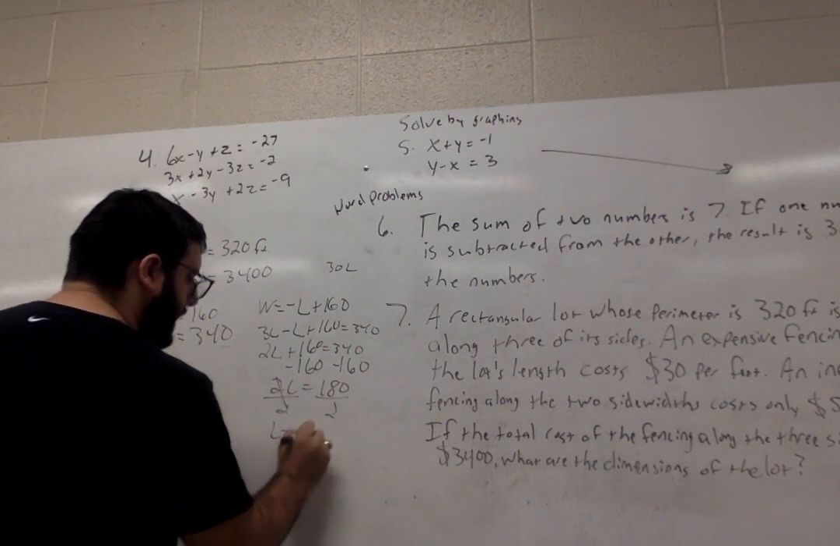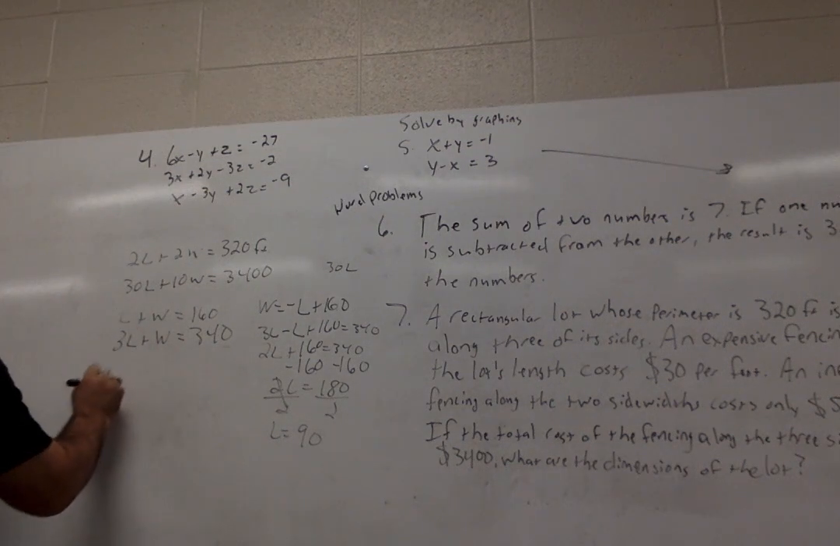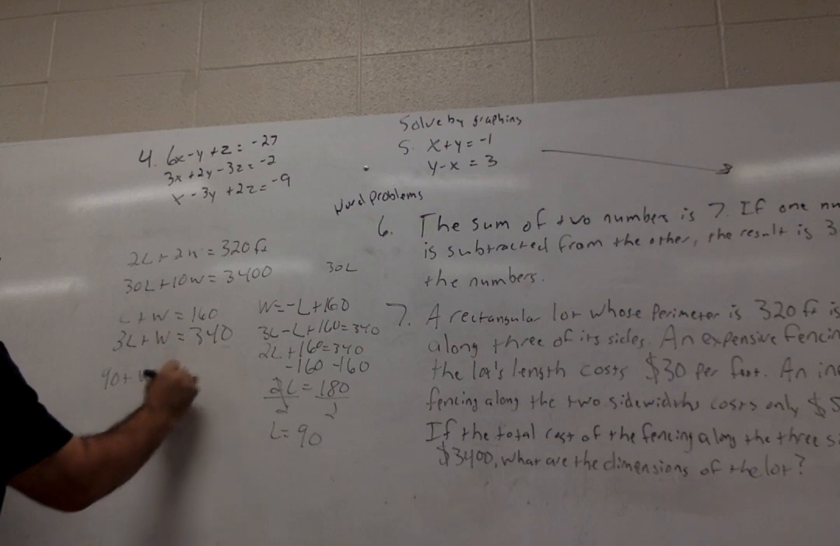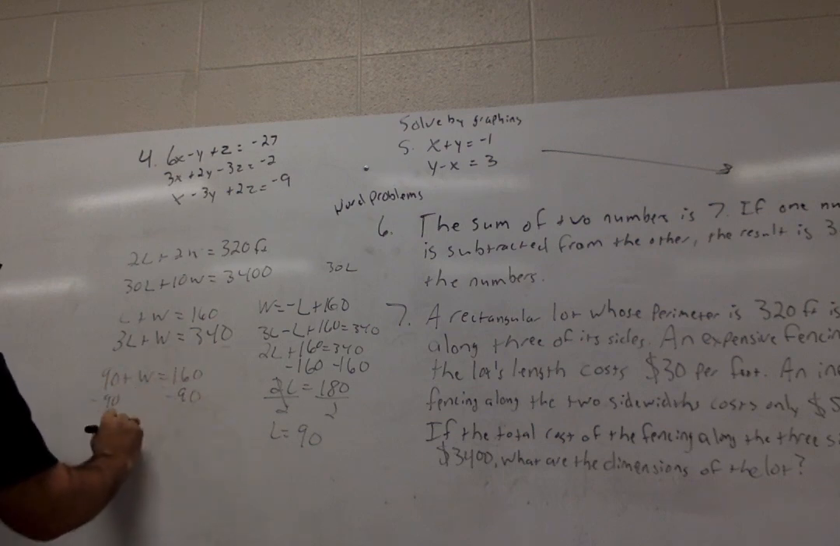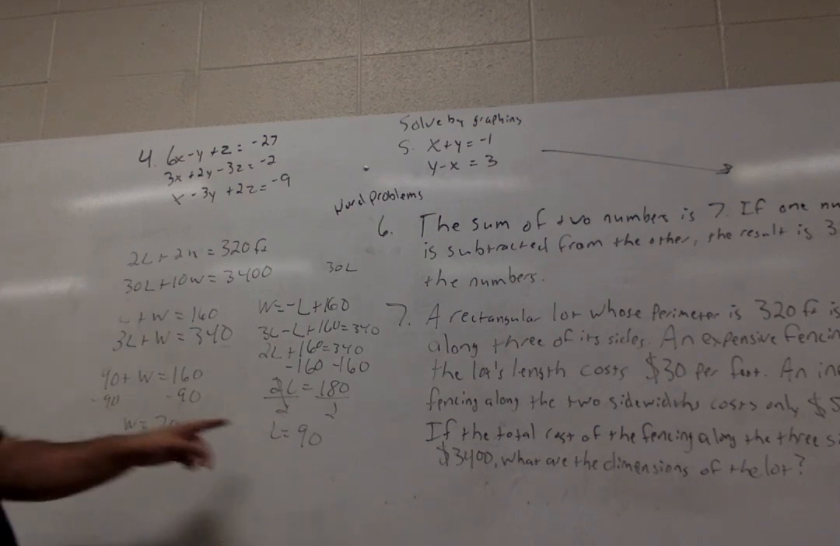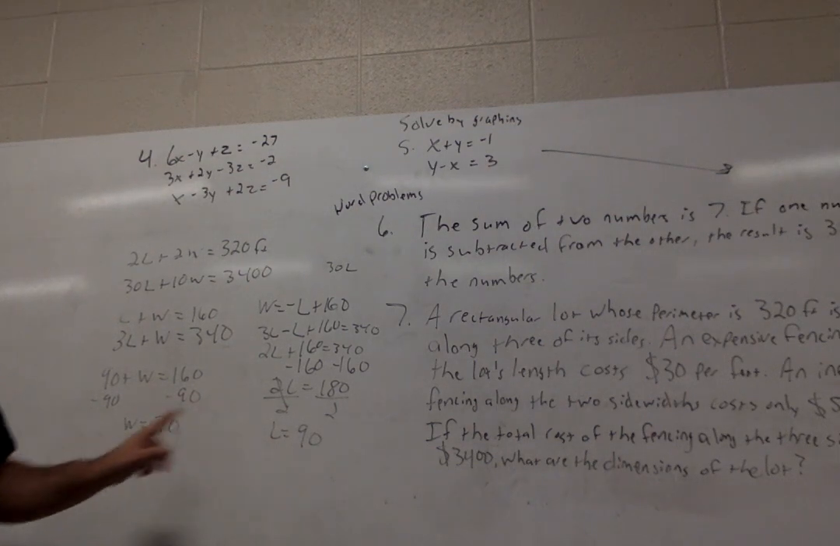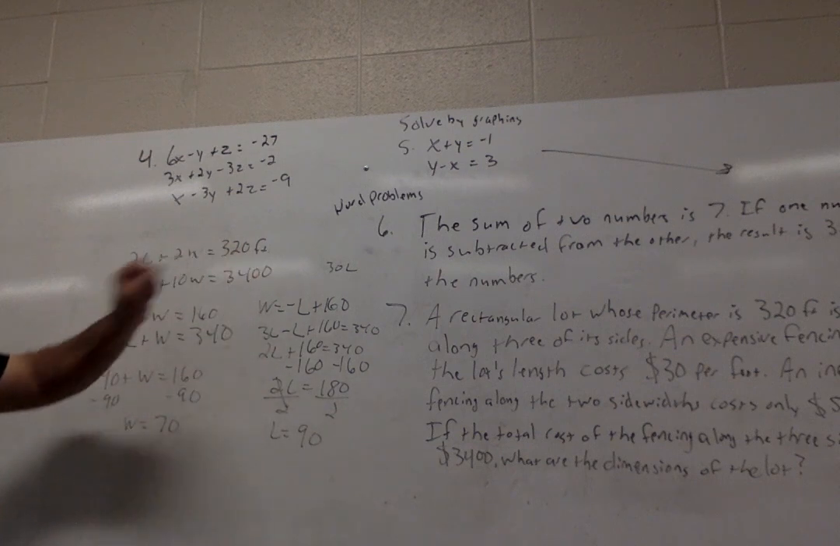L is 90. Okay. Now let's go back here. 90 plus W is 160. Subtract 90 on both sides. My width is 70. So this is the longer side. This is the shorter side. Okay. Let's check it. This is 140. This is 180. 140 plus 180 is 320.